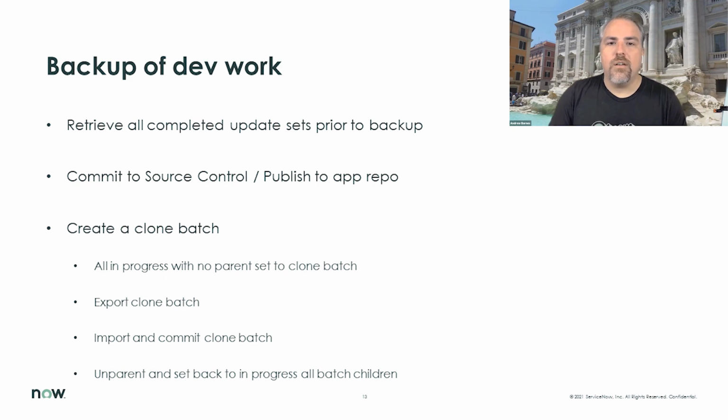Then, if you're using update sets for applications, here's a little process that I like to do, which is create an empty update set, and I'm going to call that my clone batch. I'm going to take all in progress update sets with no parent, so that parent field is empty. I'm going to set their parent field to that brand new clone batch update set I just created. I'm going to export that clone batch.